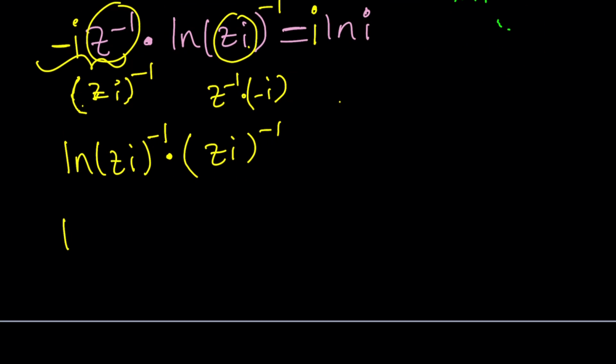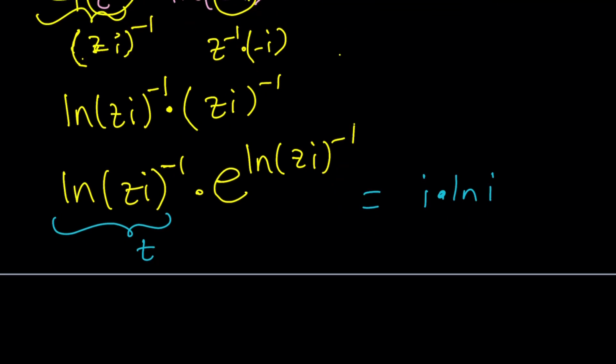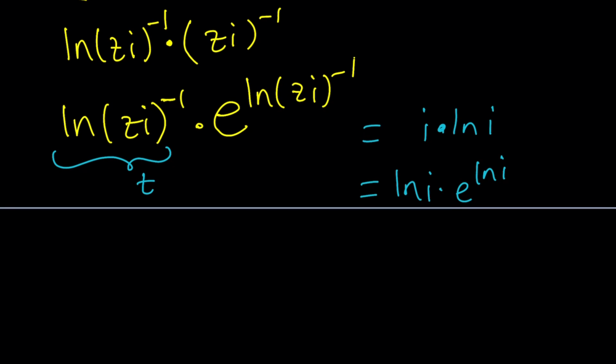We can write the zi to the power -1 as e to the power ln zi to the power -1, and then that'll do the trick. Now this is going to be my t. Makes sense? t e to the t will be satisfied. What about this? This one we could probably write as follows: ln i times e to the power ln i, and this will be our c, and then t to the t, c to the c. Maybe we can directly set those equal to each other and go from there, right?